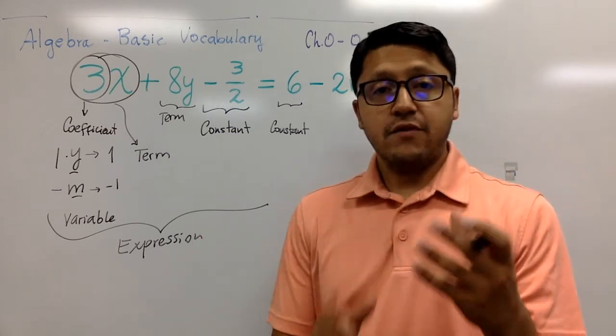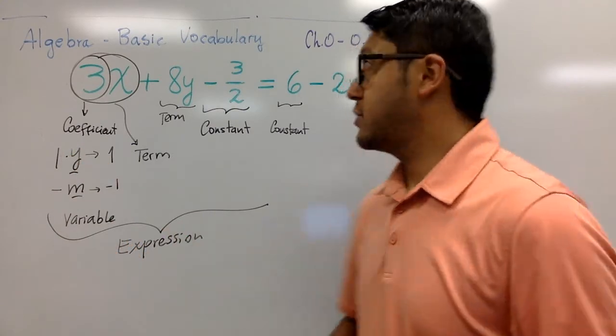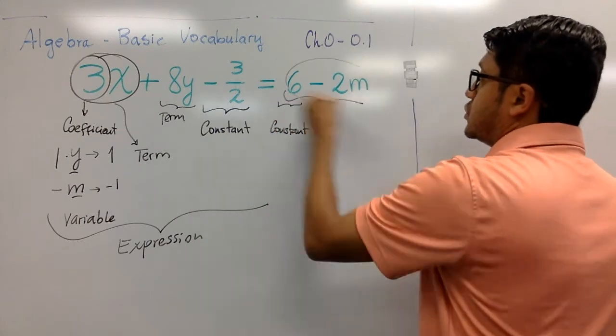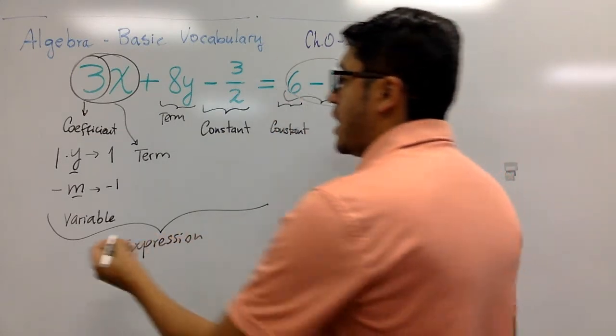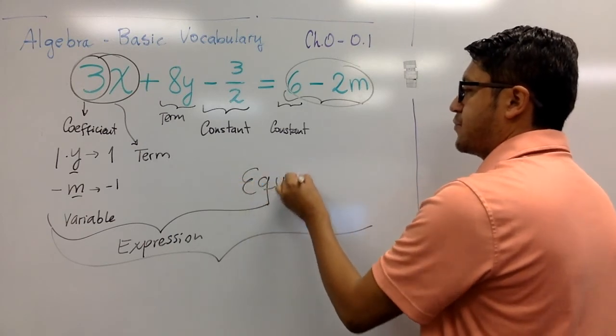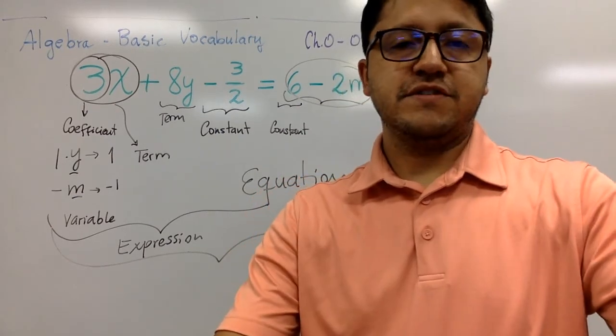Now, if I have one expression in front of the other and I set them equal to each other, just like this expression equal to this other expression, now we're talking about an equation. Okay? And that's about it. This is all we have to say about this first part of Unit 1.